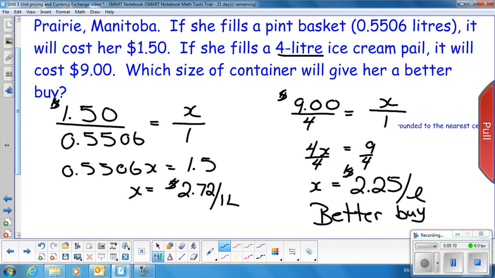But it may not be a better buy if you didn't need 4 liters of, what are we asking, of berries. If we were just buying berries that we weren't going to be able to use by buying the bigger quantity, we would be better off to buy the small pail by the liter.